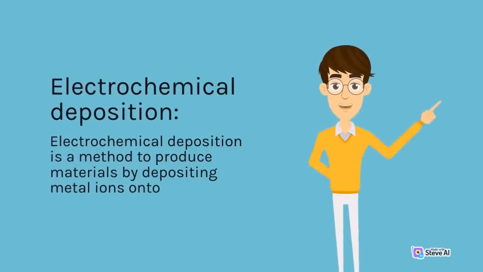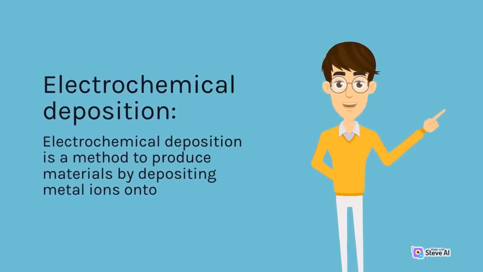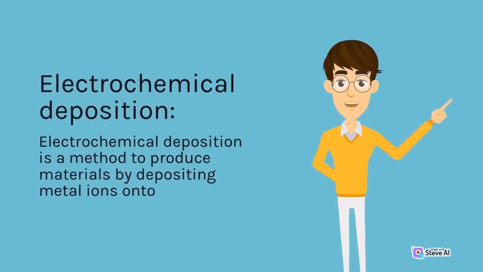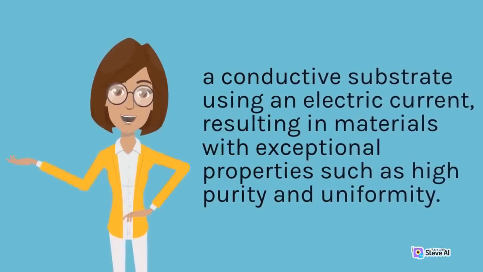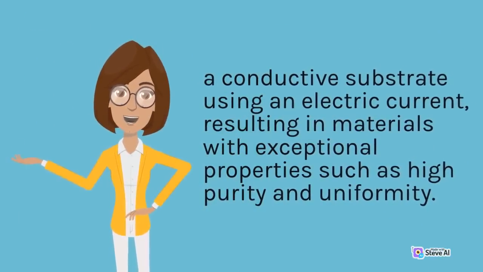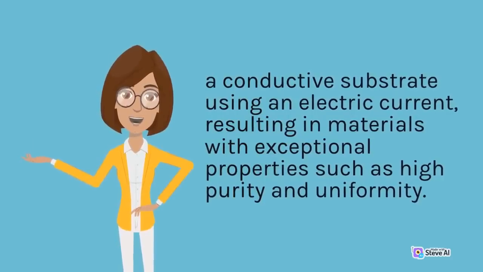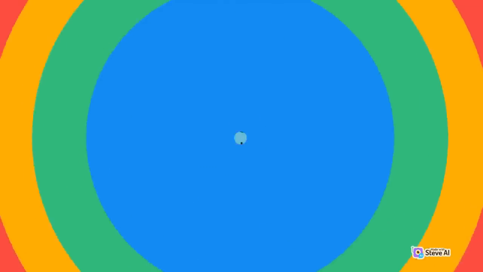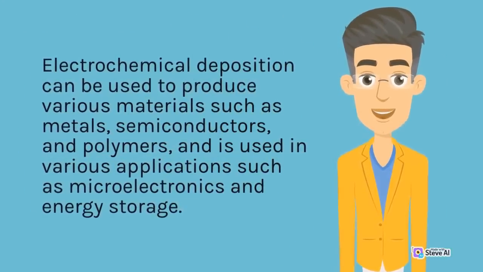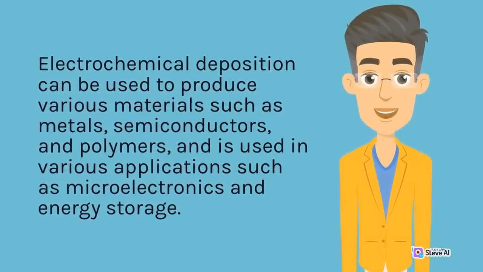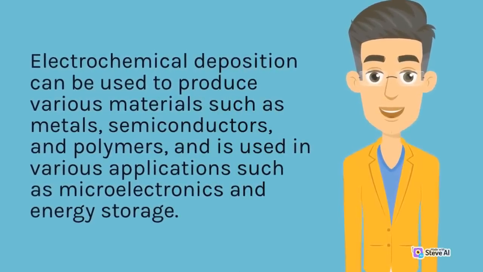Electrochemical deposition. Electrochemical deposition is a method to produce materials by depositing metal ions onto a conductive substrate using an electric current, resulting in materials with exceptional properties such as high purity and uniformity. Electrochemical deposition can be used to produce various materials such as metals, semiconductors, and polymers, and is used in various applications such as microelectronics and energy storage.